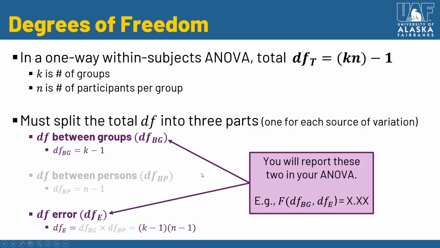Just to note here, these are the 2 that you'll report in your ANOVA results. Like when we do F of 2, 10, or whatever it may be, these are the numbers that we'll use for that: DFBG and DFE.